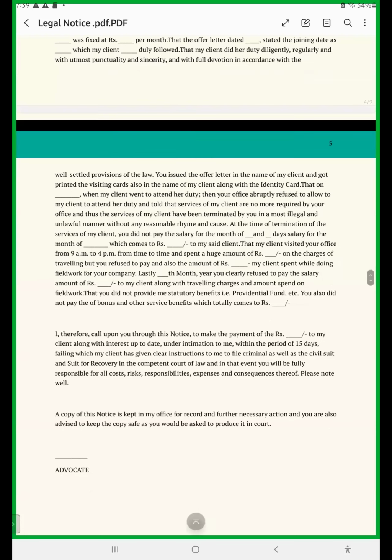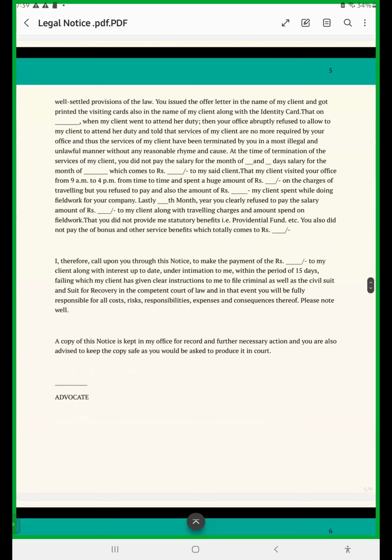Okay, and I therefore call upon you through this notice to make a payment of rupees. ये total calculation of money आपको यहाँ पे लिखना है, ठीक है, to my client along with interest up to date, under intimation to me within the period of 15 days, failing which my client has given clear instruction to me to file criminal as well as civil suit and suit for recovery in a competent court of law. And in that event, you will be fully responsible for all the cost, risk, responsibility, expenses, and consequences thereof. Please note with a copy of a notice.